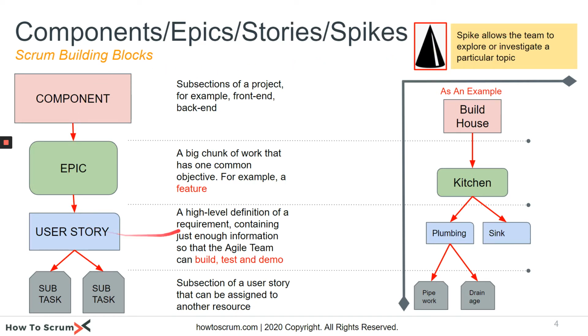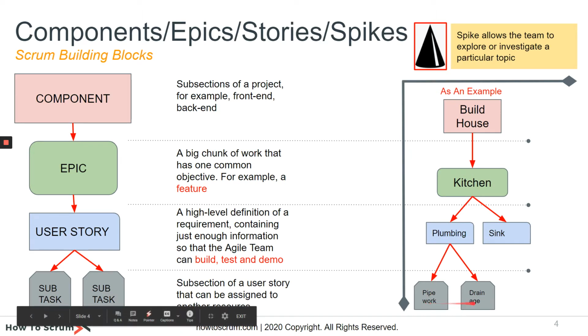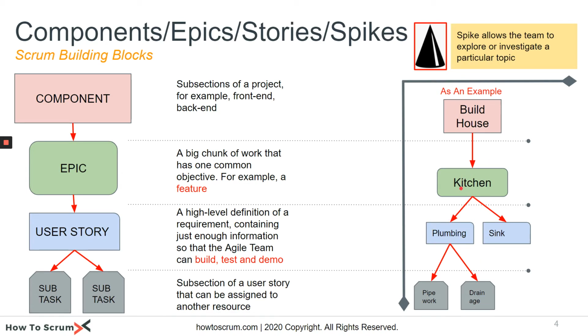Just to put the whole Scrum blocks into perspective, if building a house was a component, you would break that down into epics like kitchen, bathroom, bedroom. The kitchen will have plumbing, sink, cabinet. Within the plumbing, you will have pipework, drainage, etc. So you want to make sure that if they talk about a story called kitchen, that it is not an epic, because you will not be able to finish the whole thing within 2 weeks, which is a sprint.